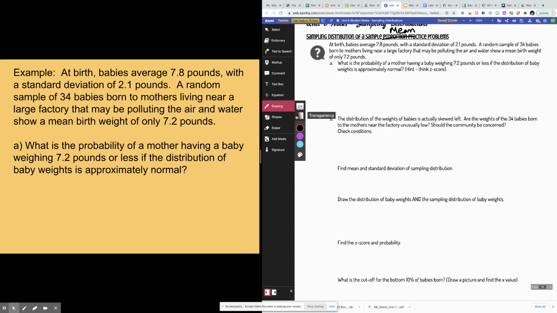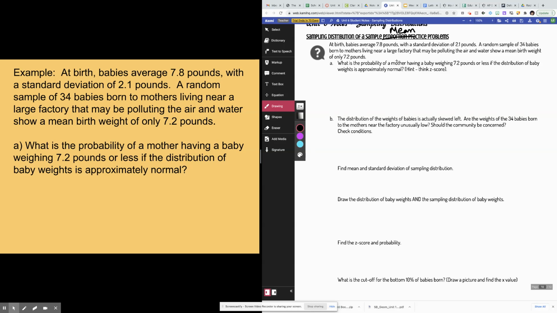Okay, so let's go ahead and talk about this practice problem here. In this problem, we're talking about the birth weight of babies in an area of the world. They tell us at birth, babies average 7.8 pounds with a standard deviation of 2.1 pounds. And then they say a random sample of 34 babies born to mothers living near a large factory that may be polluting the air and water show a mean birth weight of only 7.2 pounds.